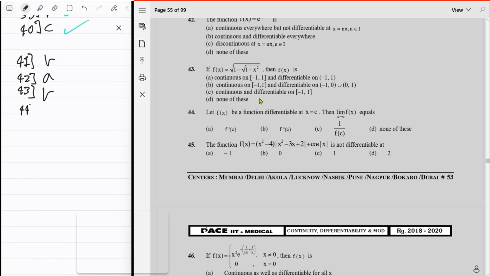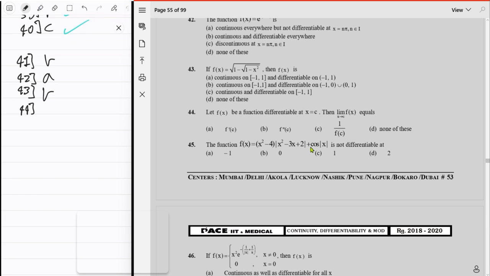Okay, 44. Let f be a function differentiable at x equal to c, then the limit as x tends to c of f of x is. Okay, x tends to c, I mean just f of c, right? It's a differentiable function. It should be continuous as well. So of course it's just f of c. What are we talking about? No, none of these. Why would it be f dash of c? So yes, it's a function differentiable at x equal to c. I get that, but how does this limit do anything? It doesn't give us any of these things. It just gives us f of c, right?